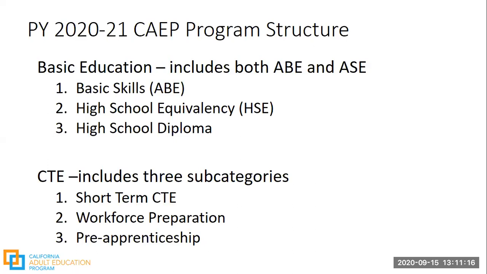The other area that causes the most confusion is with CTE. That was the big change that we did a year ago, where there's 4 areas of CTE. One is just obviously called CTE. Here's the other 3. We've got short-term CTE, workforce preparation, which is the one previously known as reentry, and then pre-apprenticeship. The definition for that really hasn't changed so much, but it's now been folded into CTE, which is now a broader, larger program from a statewide point of view.